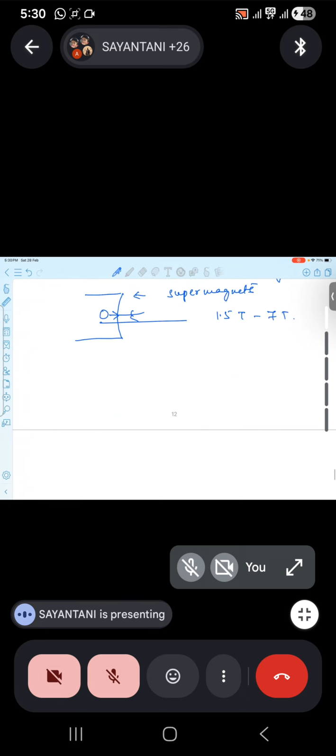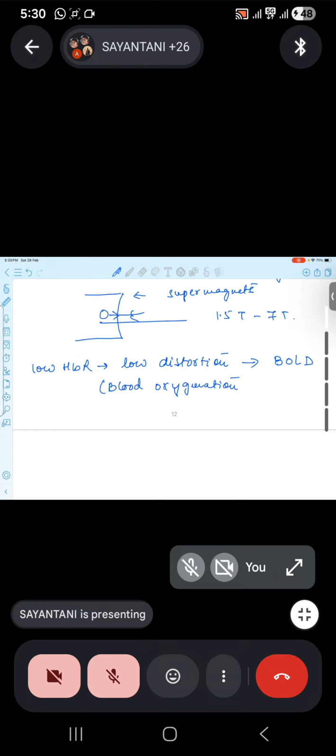So if a brain region is activated, that means low HBR. Low HBR means low distortion of your magnetic field. Low distortion means I'm going to get a strong BOLD response. BOLD means blood oxygenation level dependent. So this ultimate response is referred to as a BOLD response.